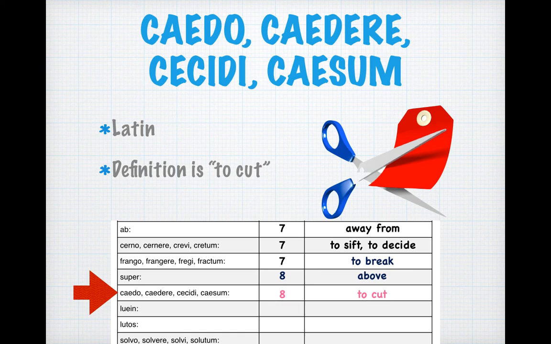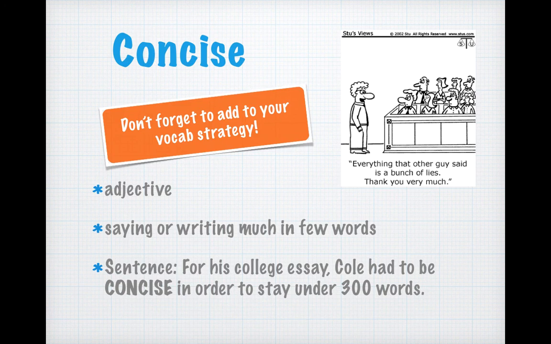The first word that uses this root is concise. Concise is also an adjective, another describing word, and it means saying or writing much in few words. For his college essay, Cole had to be concise in order to stay under 300 words. He had to be particular about what words he chose so that he could say what he wanted in just a few words.